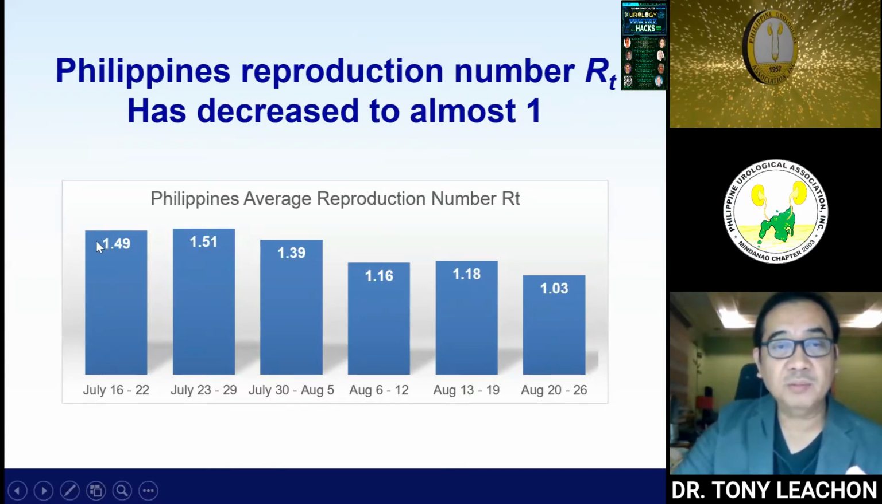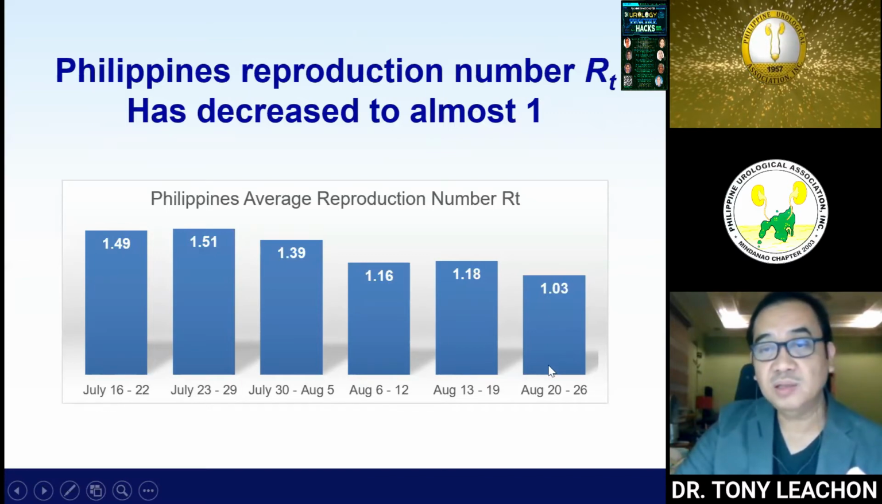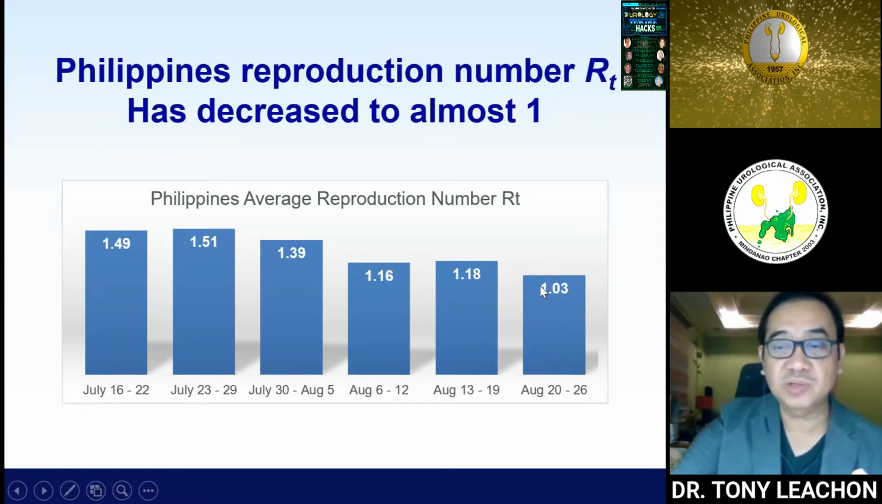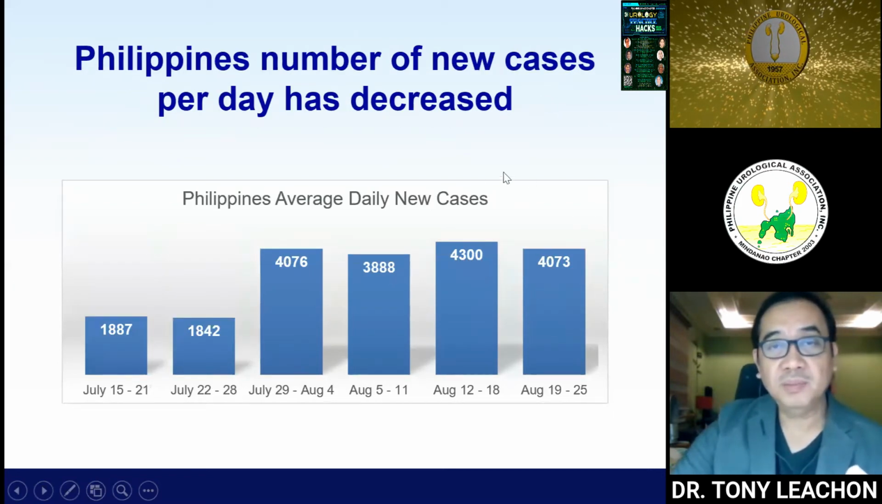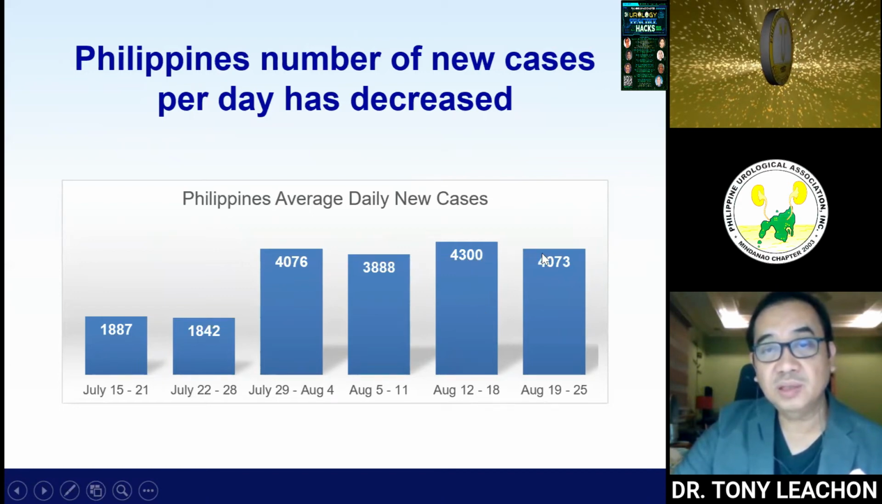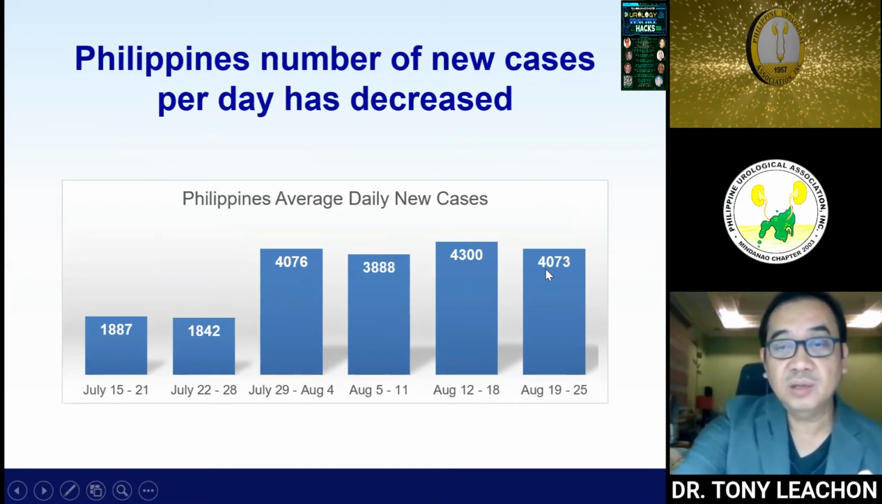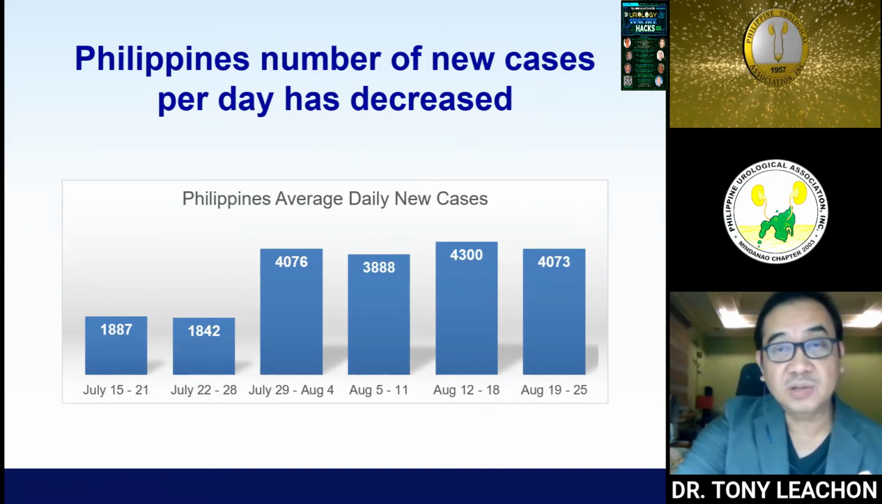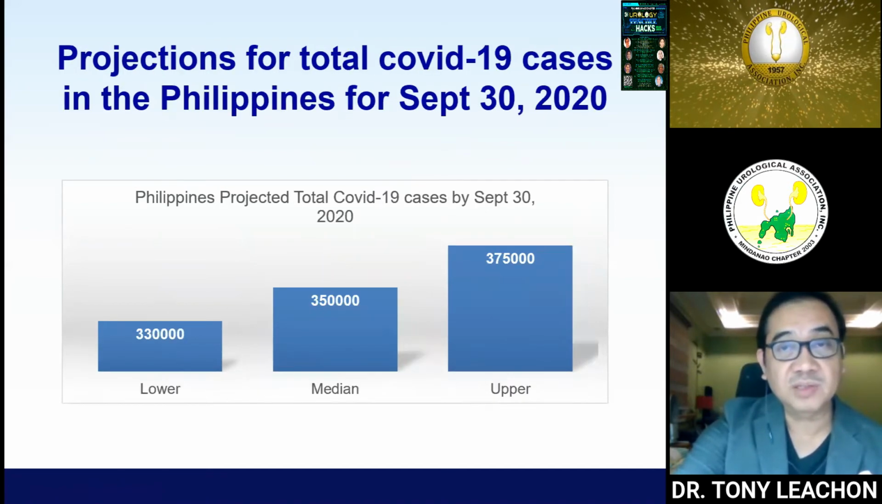From 1.49 last July 16 to 22, it has gone down to 1.03. The Philippines' number of new cases per day has decreased to 4,300 from August 12 to 18. And because of the MECQ, the cases have been slightly reduced. And perhaps this is secondary to the gains of the MECQ.